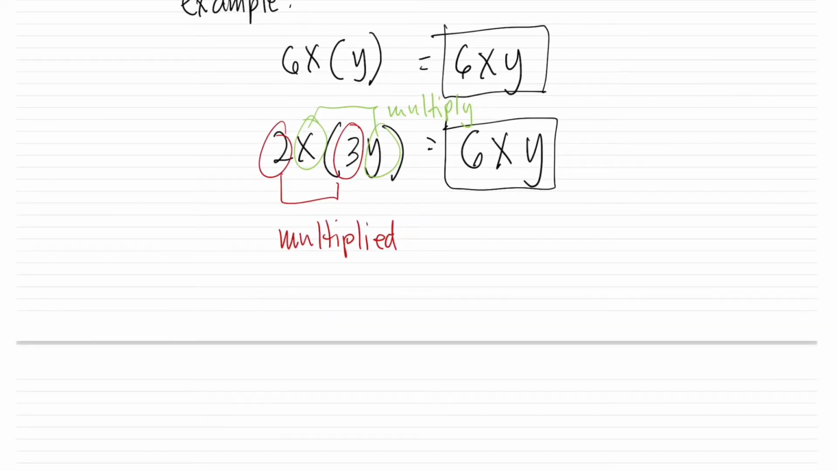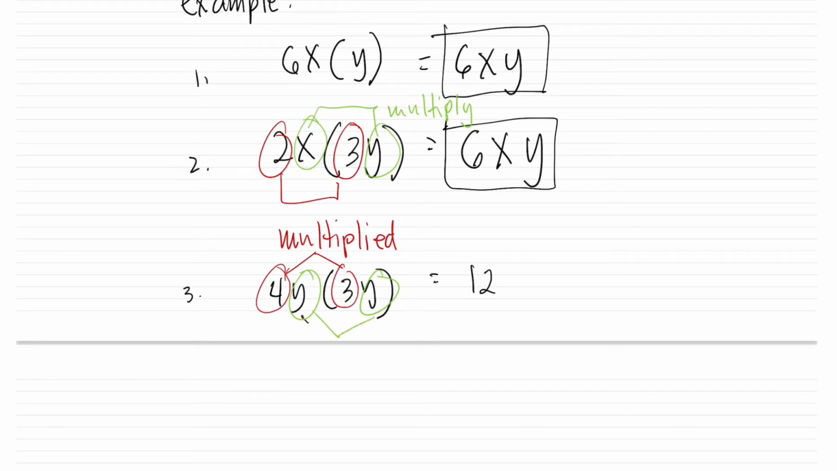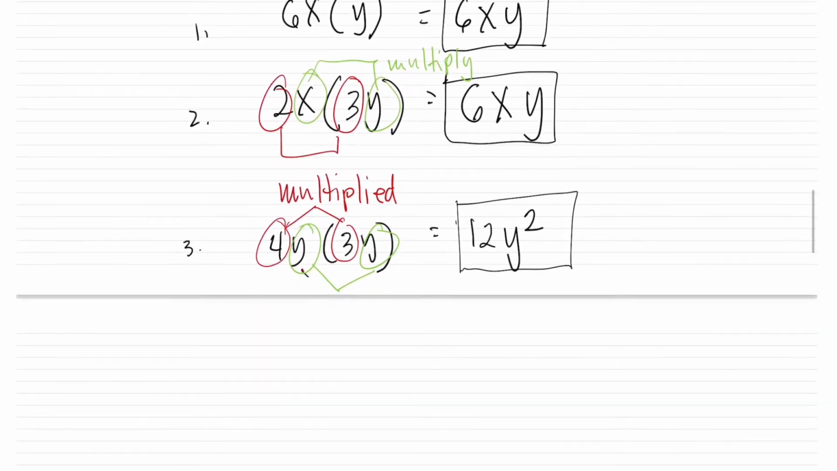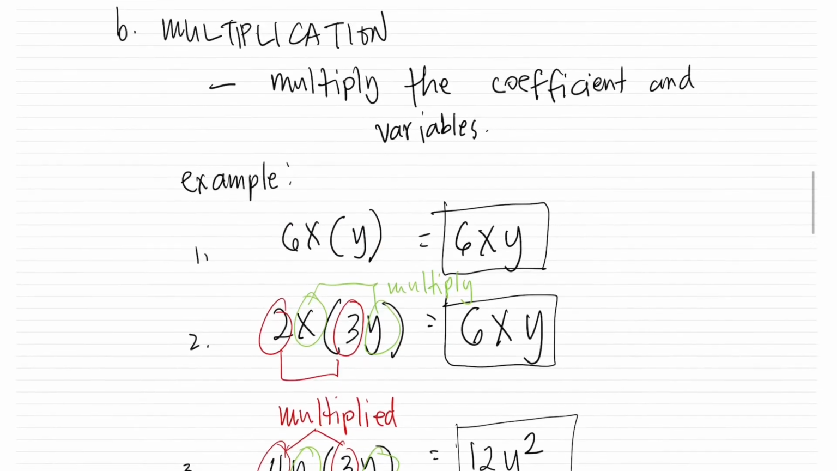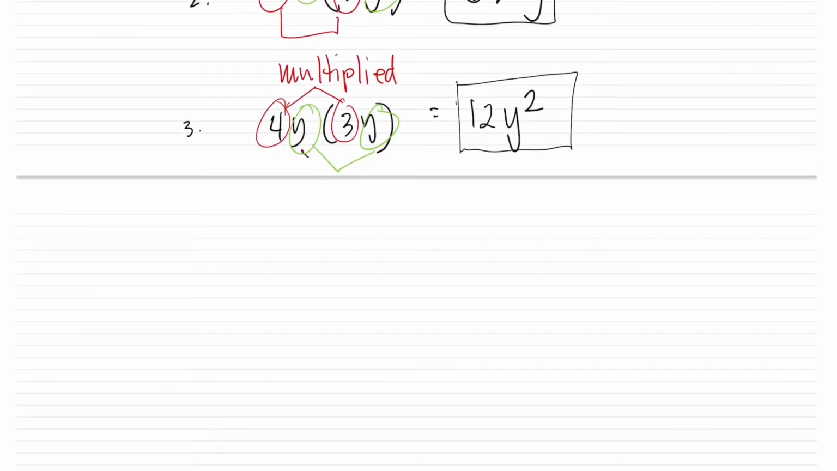Now we have another example here. What if we have 4y times 3y? So what we do is we multiply. We have 12, and then y becomes y squared because there are 2 y's. Now remember what we discussed about indices before. So the answer would be 12y squared. Remember all those things. That's how we multiply algebraic expressions. We multiply coefficients and variables.